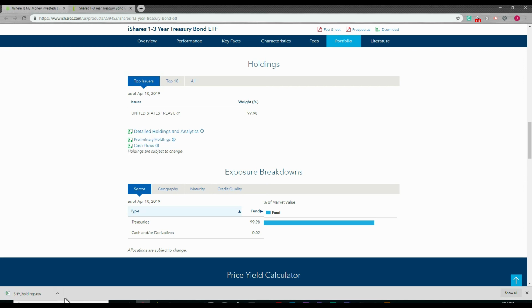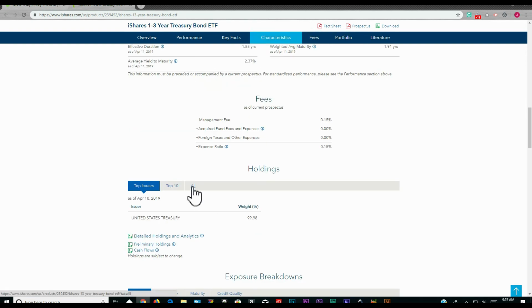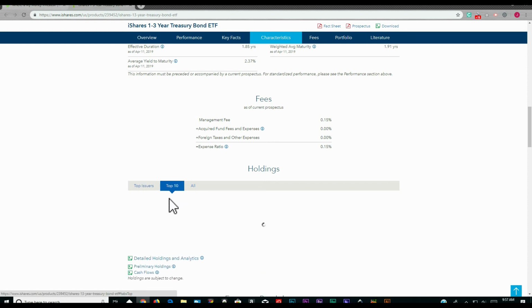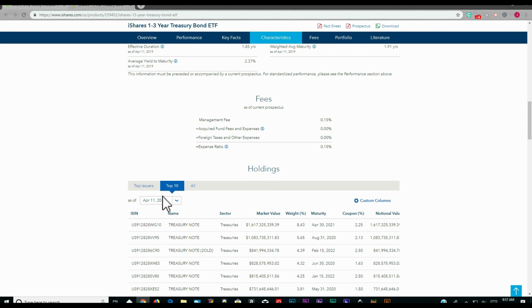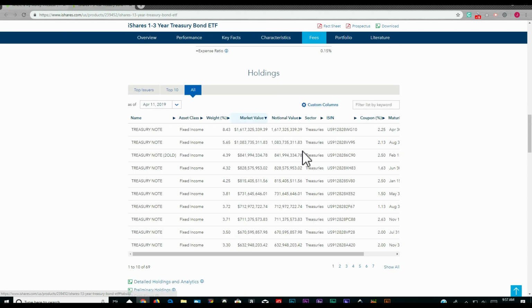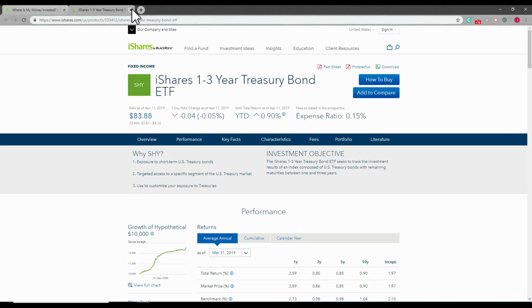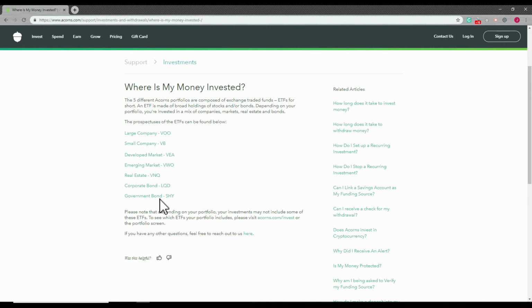That is actually the spreadsheet that you could pull up. I'm not going to pull that up, but you could always just click, and you can see it says United States Treasury, 99.98%. So that is their top issuer, and their top 10. You'll just see a bunch of Treasury notes. Clicking all, you're going to see pretty much the same. A bunch of Treasury notes. So this is their Treasury bonds. It's self-explanatory, guys. They're the government bonds.